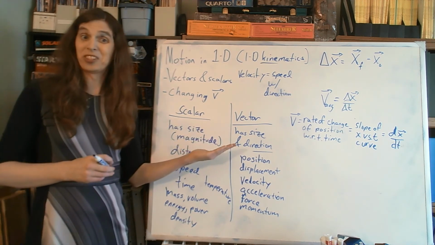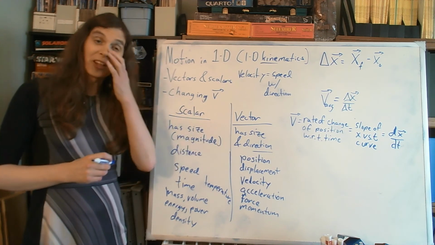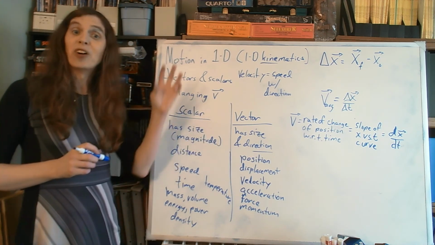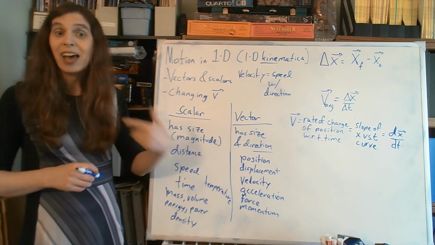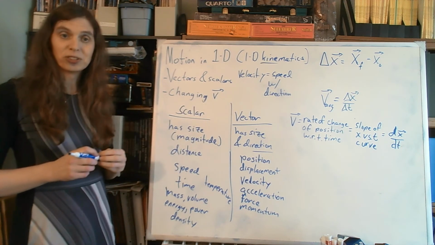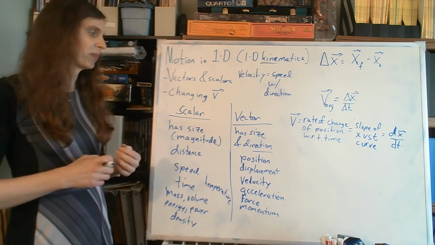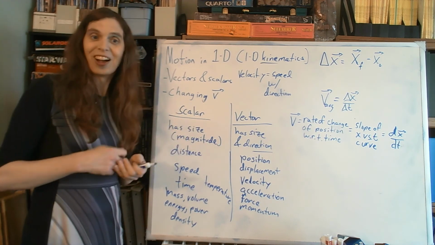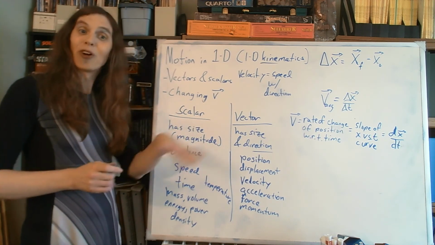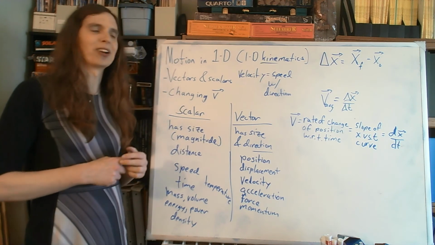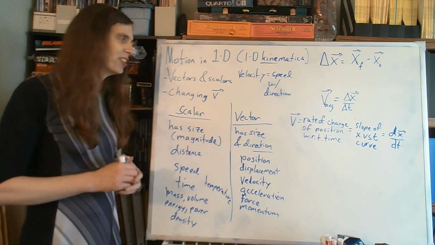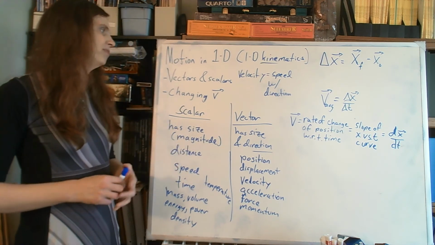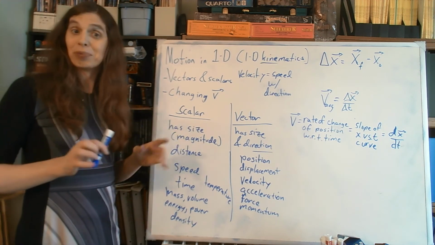There are other classes of quantities as well besides scalars and vectors that have multiple sizes and multiple directions that you need to use matrices and linear algebra to represent, which is far beyond the scope of what we're talking about here. We call those things tensors. But we're not playing with those right now.